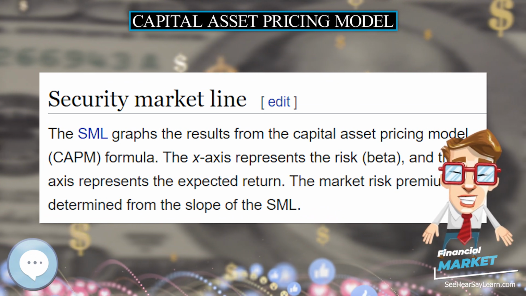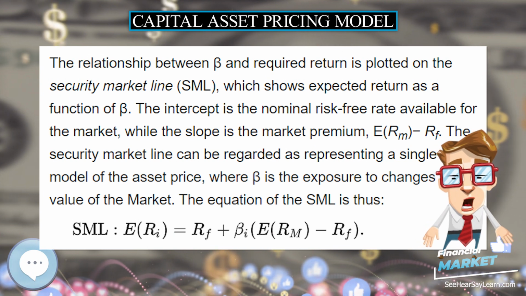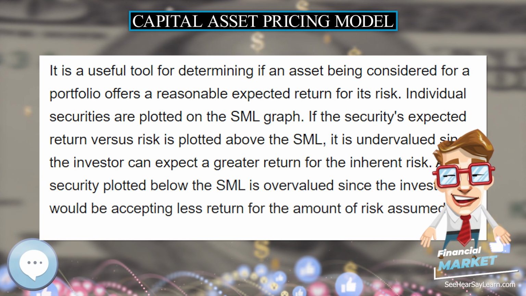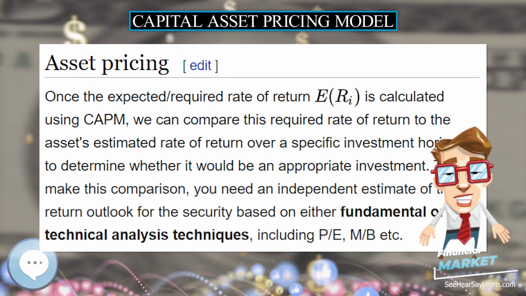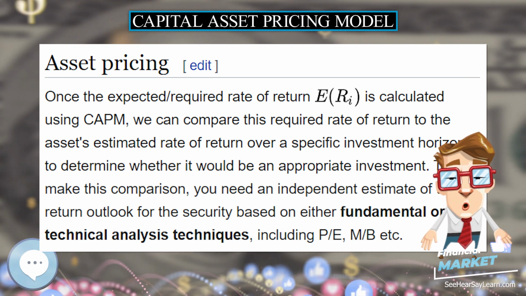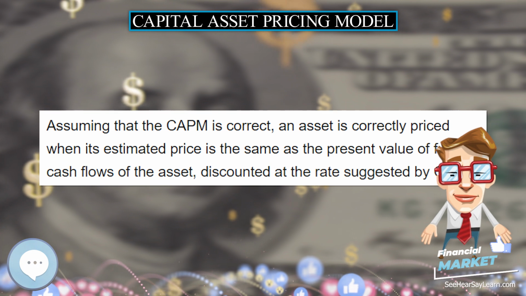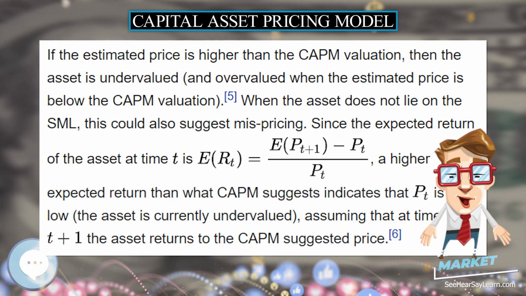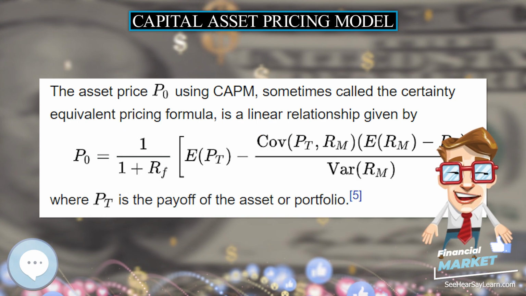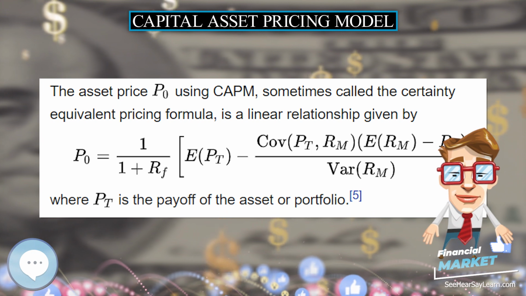Once the expected/required rate of return (R_i) is calculated using CAPM, we can compare this required rate of return to the asset's estimated rate of return over a specific investment horizon to determine whether it would be an appropriate investment. To make this comparison, you need an independent estimate of the return outlook for the security based on either fundamental or technical analysis techniques, including P/E, M/B etc.